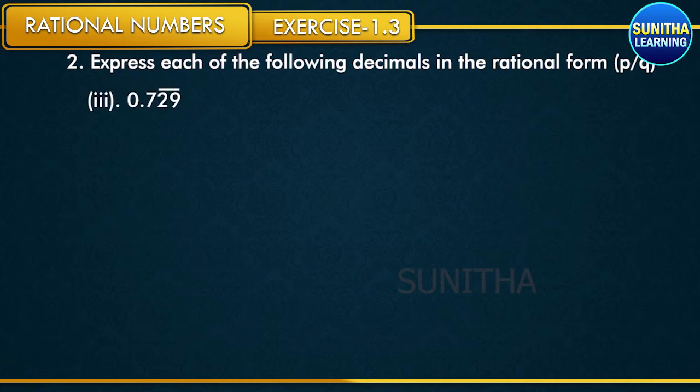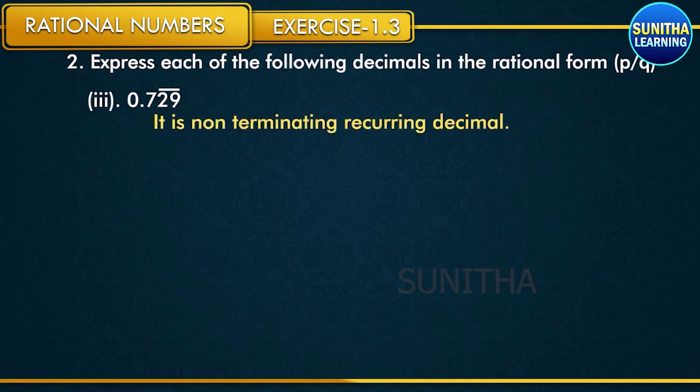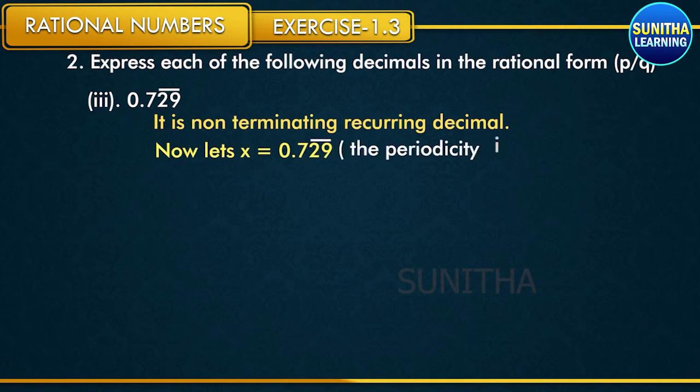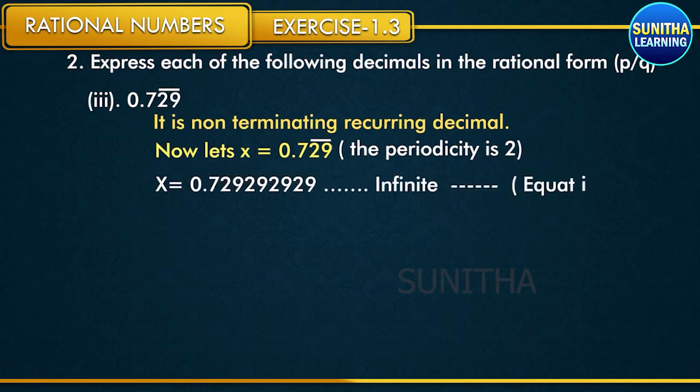Here observe the third sub question over there, 0.729 bar. Now the bar is on 2 numbers. Then how to do it here? Same way, same process. Let us first consider the given decimal as x. So x is equal to 0.7229 bar. So the expansion is x is equal to 0.7, 29, 29, 29, 29, so on infinitely. Now here, what is the periodicity over there?